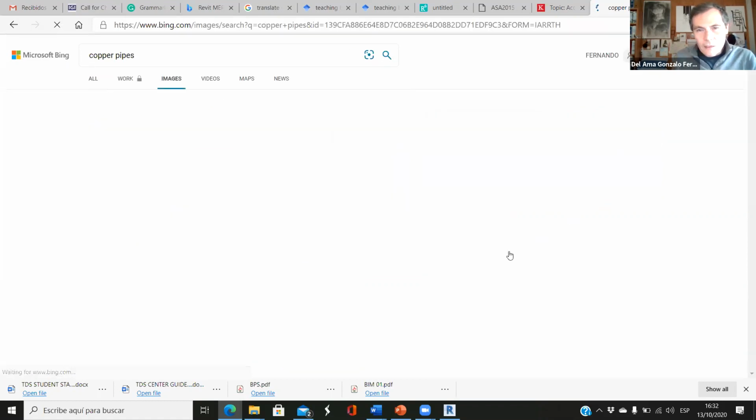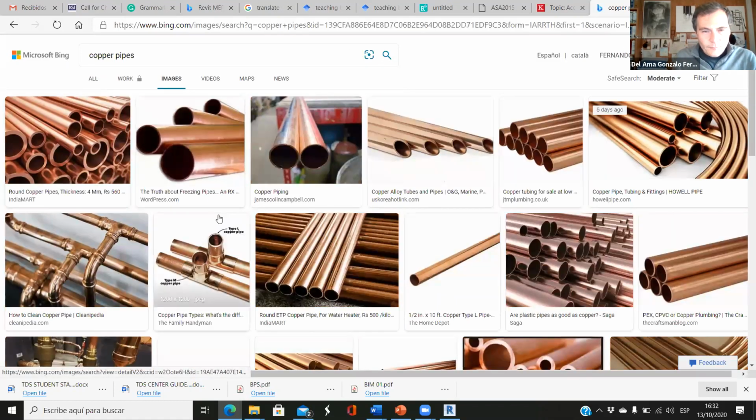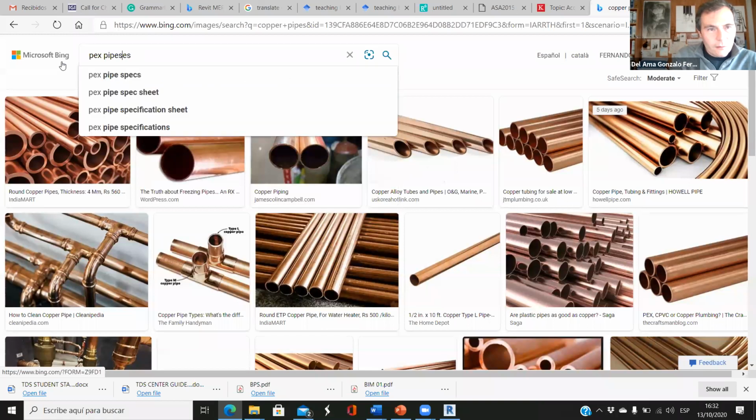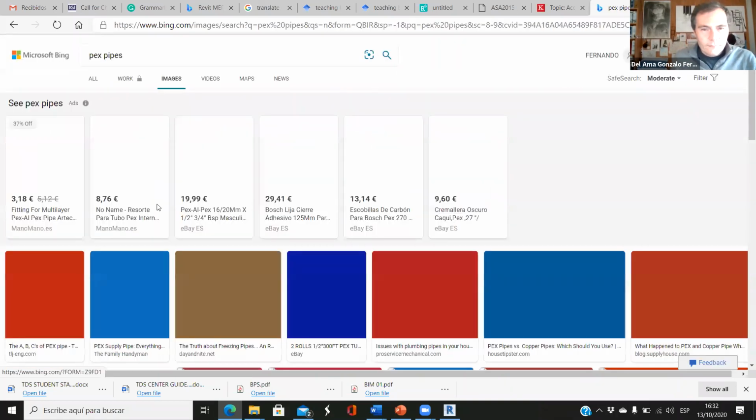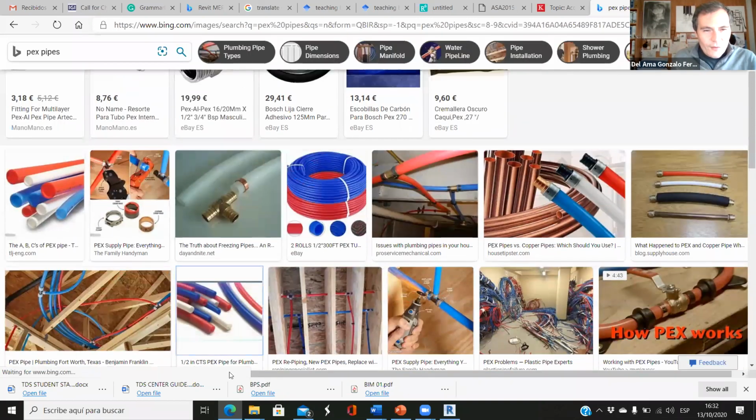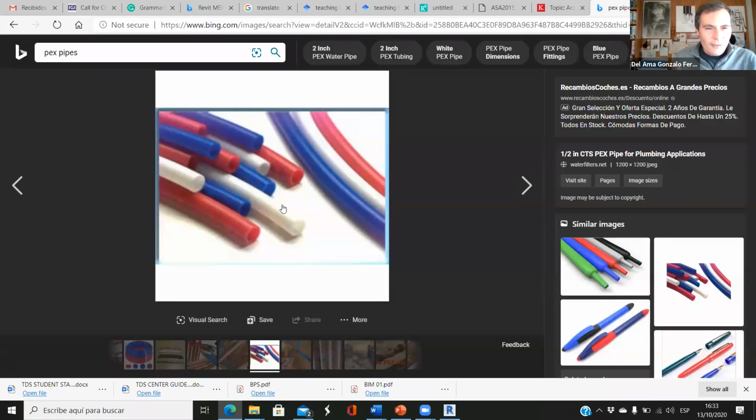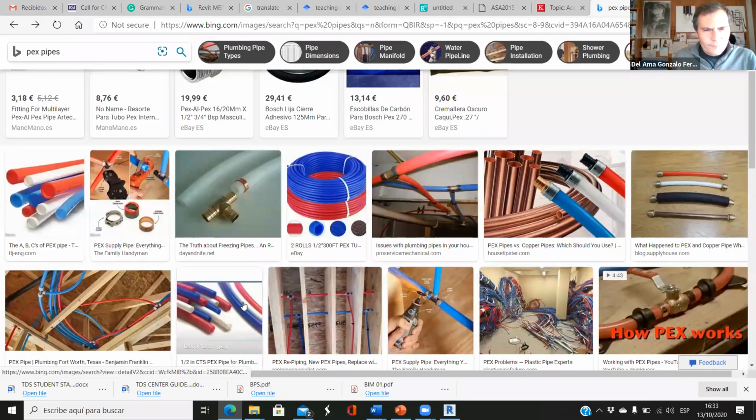Okay, so this is the typical color of copper. But now we use PEX pipes. Okay, now we use plastic. So the plastic, we have the blue one for the cold water, the red one for the hot water, and the white one for, I don't know, for something else.